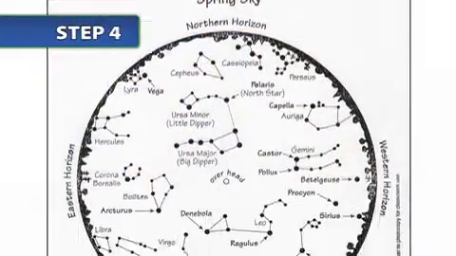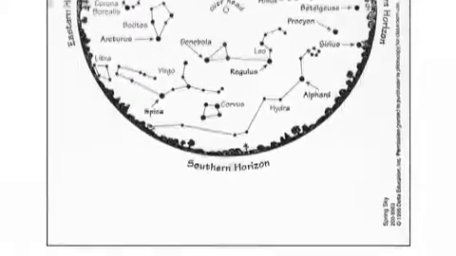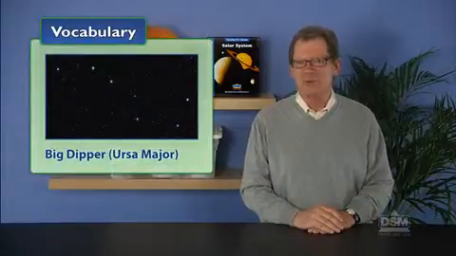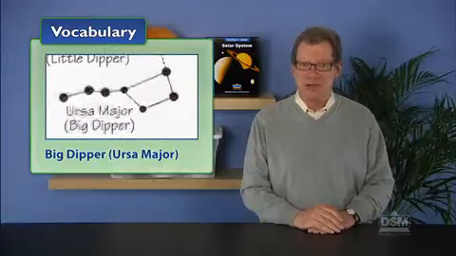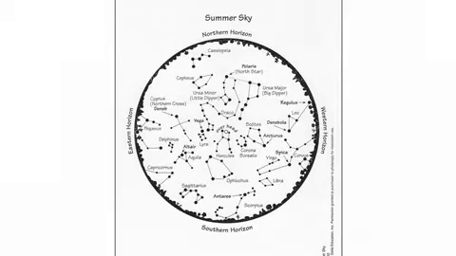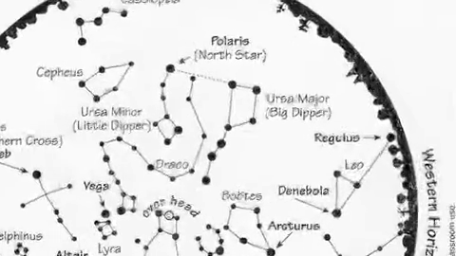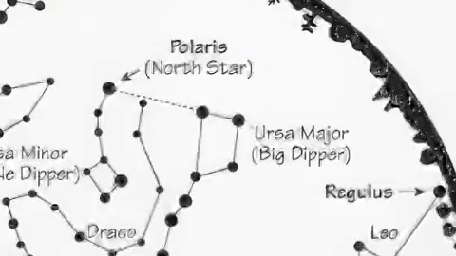Next, display the transparency of the constellations of the night sky in spring. Locate Ursa Major, also known as the Big Dipper, near the center of the transparency, and trace the constellation's shape with your finger to familiarize students with its shape. Finally, display the transparency of the night sky in summer and point out that the Big Dipper is in a different part of the sky during this season. Guide students to understand that while the stars and the constellations always form the same shape from our viewpoint on Earth, their position in the night sky changes throughout the year.